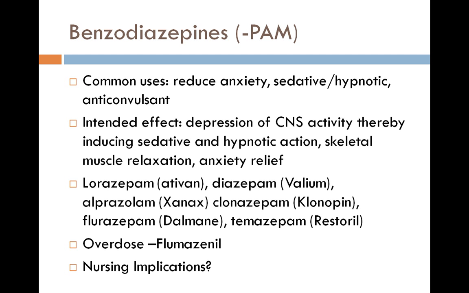Down here I have, what if the person has too much Valium or too much Xanax? The medication that we use for an overdose of benzodiazepines is flumazenil, or Romazicon. That's the medication that's used for overdose. And so when we have a patient that is taking benzodiazepines, we want to make sure that we're monitoring the person's respiratory rate.